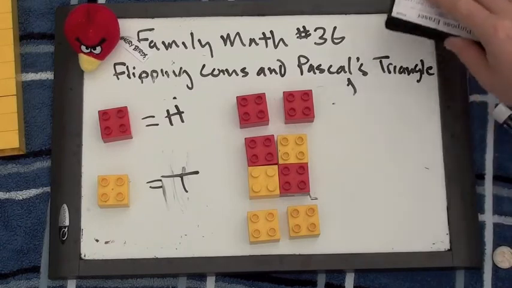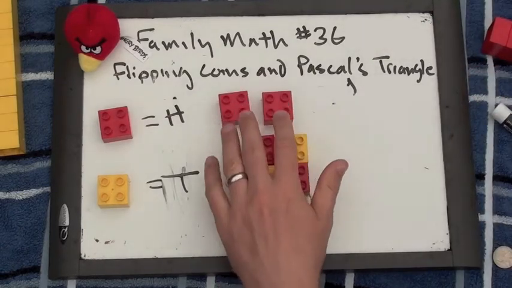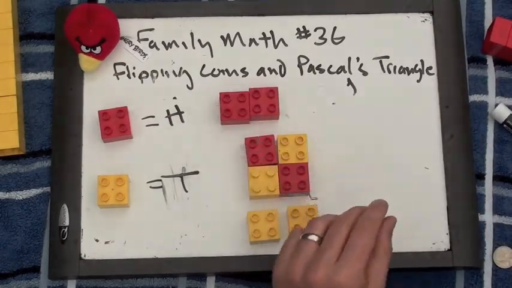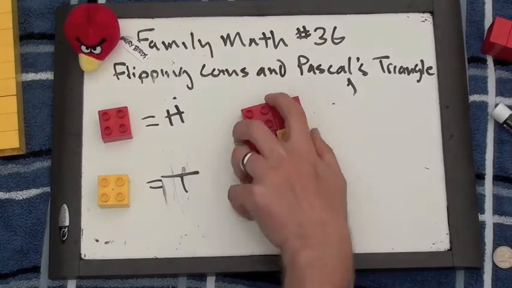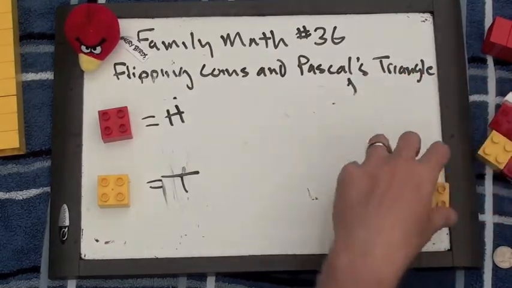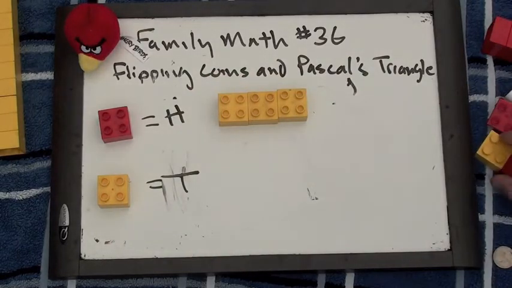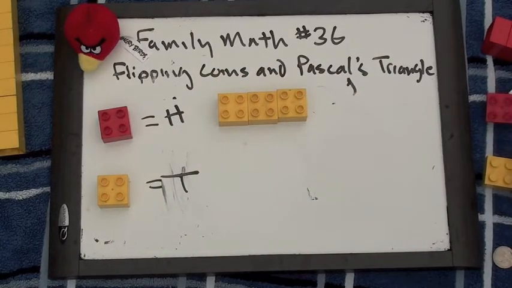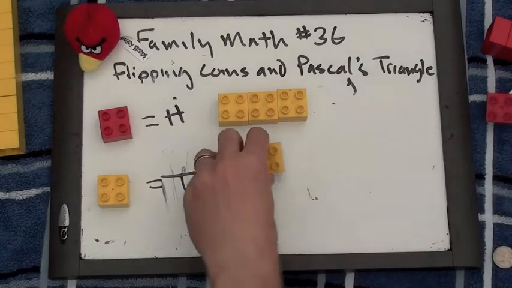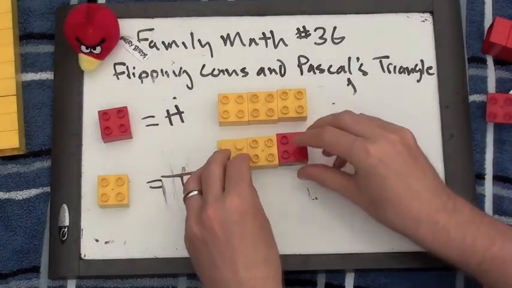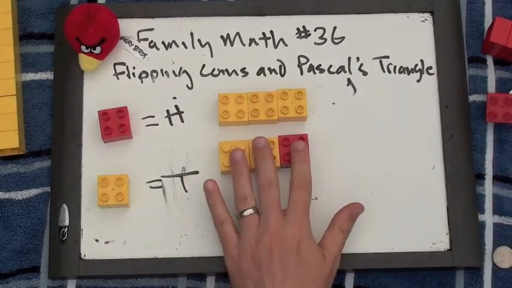What's one possibility that I can get when I flip 3 coins? I can get 3 tails. Okay, good. You can get 2 tails and a head. I could get 2 tails and 1 head. But how many different ways could I get 2 tails and 1 head?